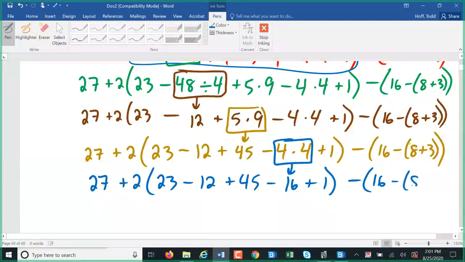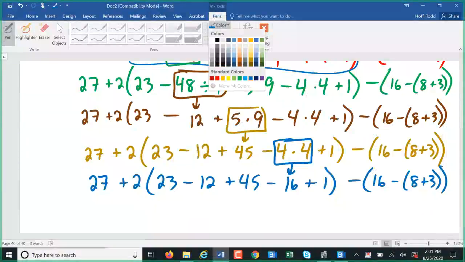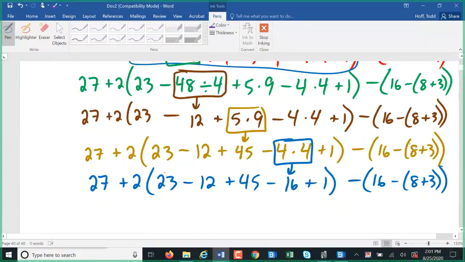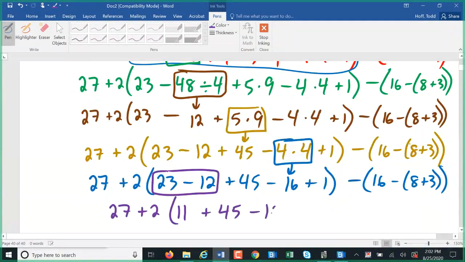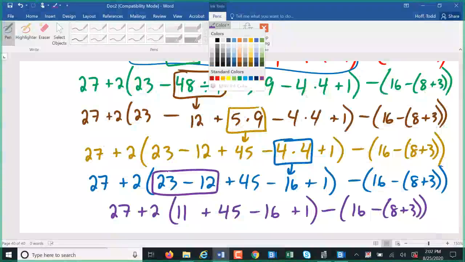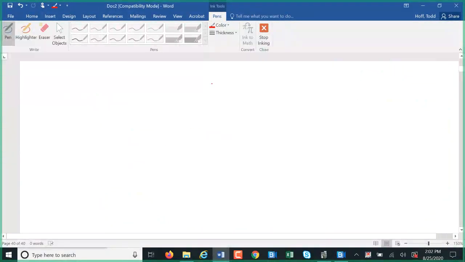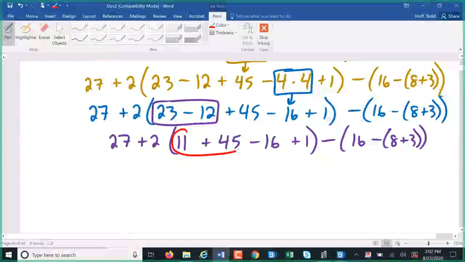So we're going to move down to the next level, the final level, which is addition and subtraction. So left to right, still inside the parentheses, remember. We have the 23 minus 12, which is 11. Still inside that parentheses. Next we have 45. Oops, get back here. 11 plus 45 is 56.